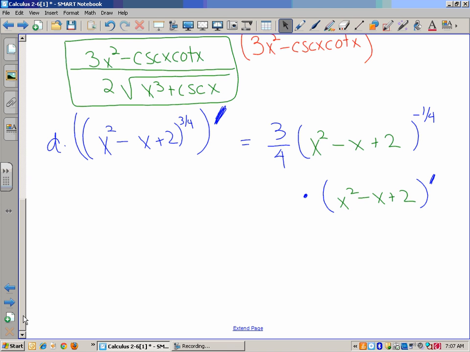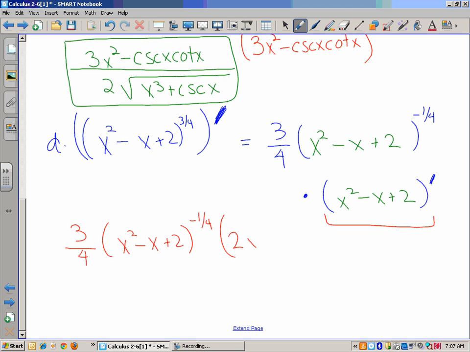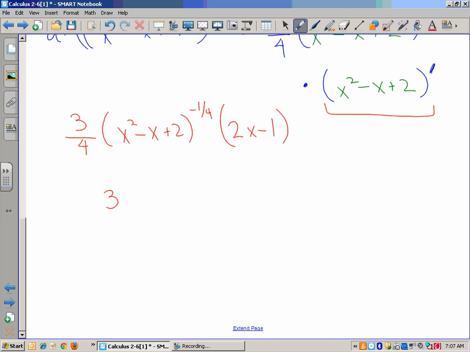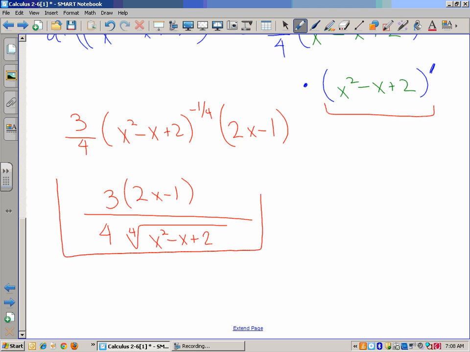And now I want to take the derivative of this piece. So the top part's going to come down. It's going to be 3/4 x squared minus x plus 2 to the negative 1/4. But now I'm going to multiply that by 2x minus 1. And so I'm going to record my final answer as 3 times 2x minus 1 over 4 times the fourth root of x squared minus x plus 1. Oh, my bad, plus 2. Plus 2. Okay, so there's your final answer.